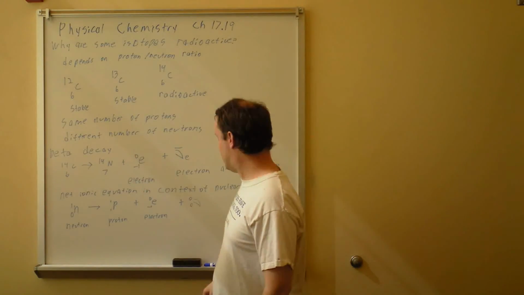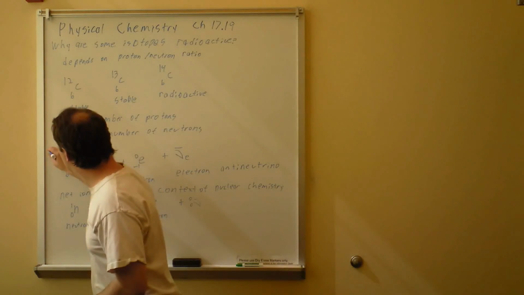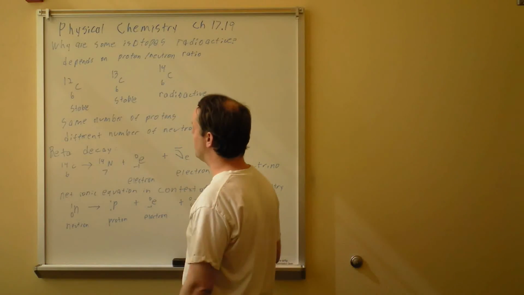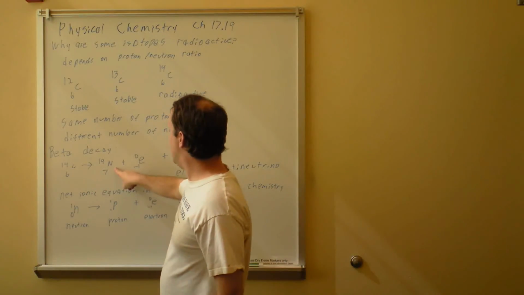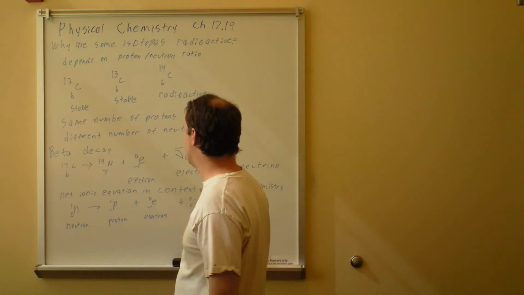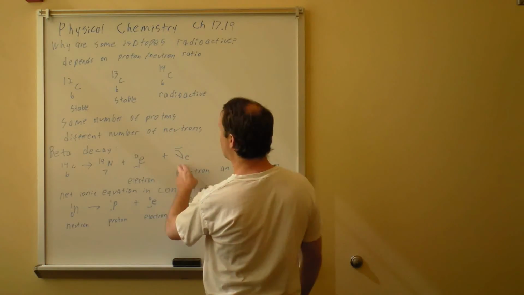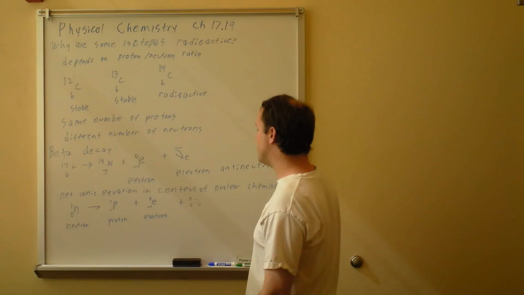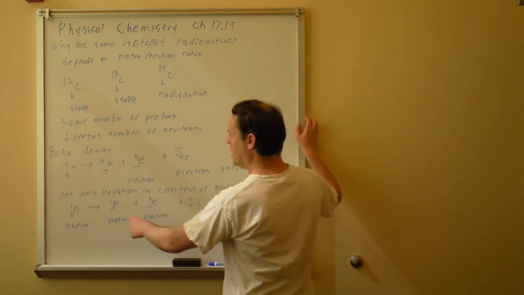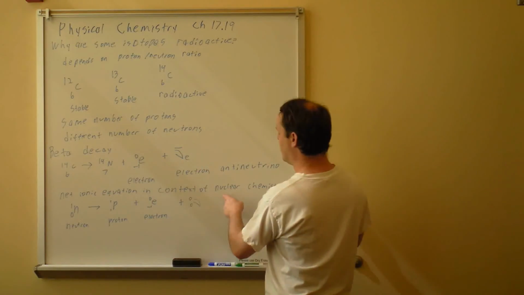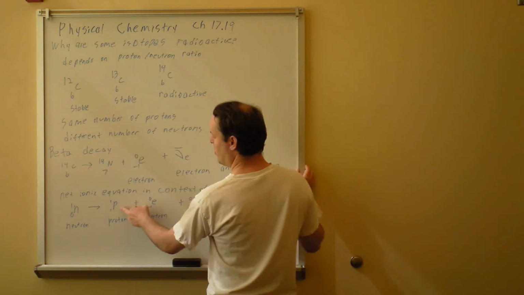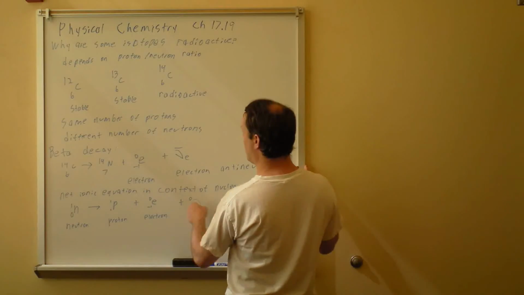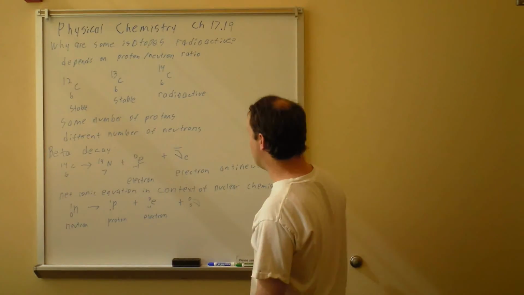Now let's talk about beta decay. So we have carbon-14 is going to decay into nitrogen-14 and give off an electron and an electron antineutrino. So in the context of nuclear chemistry, basically, you've got a neutron, it splits into a proton and an electron, and then of course that electron antineutrino.